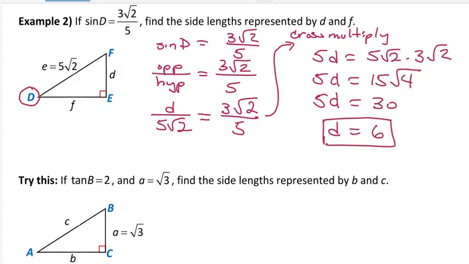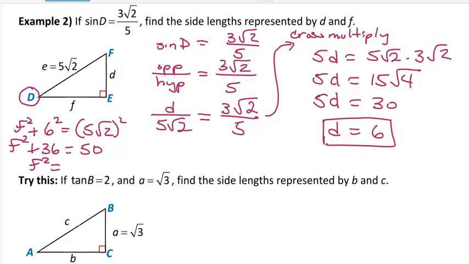Once we have side d, we can use the Pythagorean theorem to find side f. So f squared plus d squared, which is 6 squared, is equal to 5 root 2 squared. So f squared plus 36 is equal to 25 times 2, or 50. So f squared is equal to 14, and f must be the square root of 14.